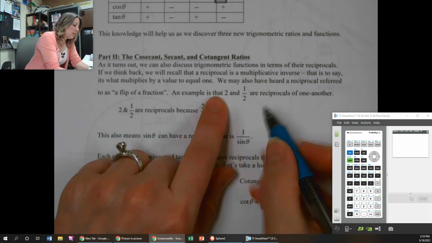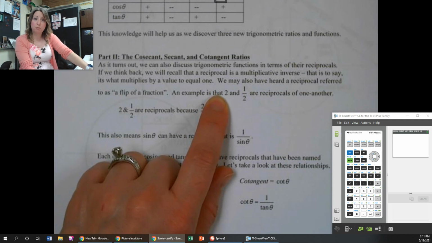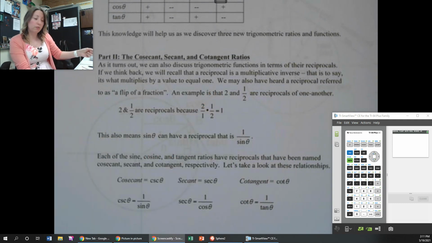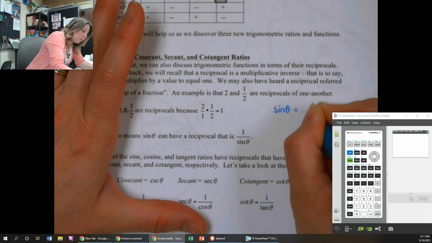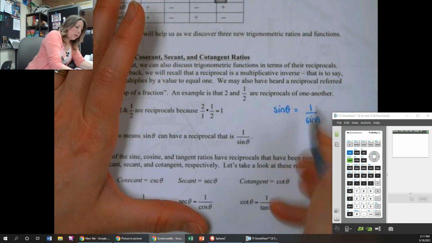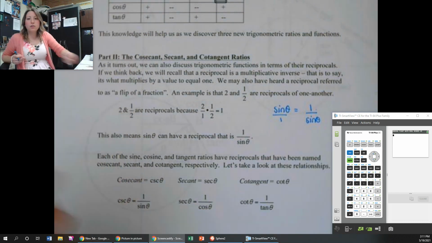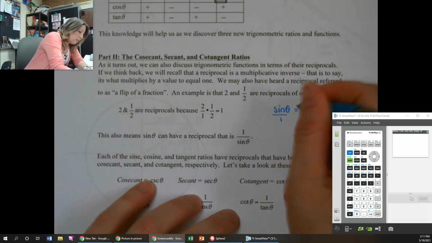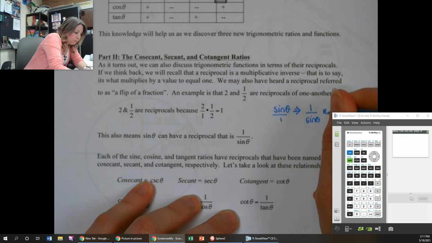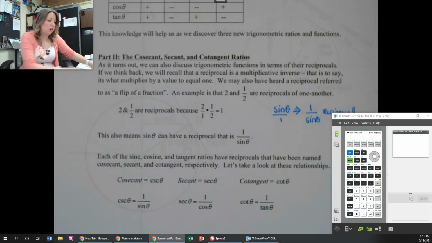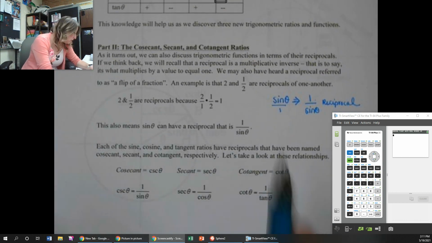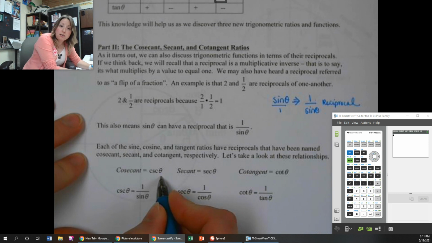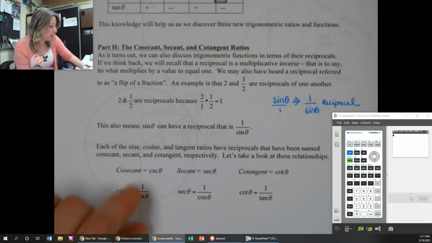So just like you can take 2 and flip it upside down, and now you've got its reciprocal, 1/2, you can do that with trig functions. That means you can take sine and flip it upside down so that it's 1 over sine. Throw that sine over a 1, flip it upside down, and that's your reciprocal. And that itself is a trig function as well. The trig function that matches sine is what we call cosecant, and cosecant is abbreviated CSC.